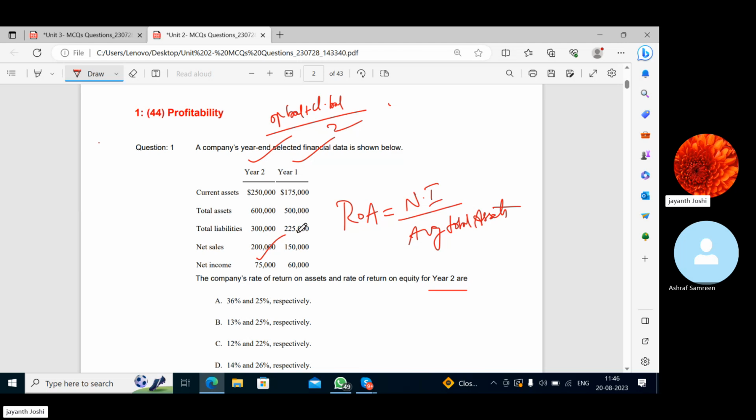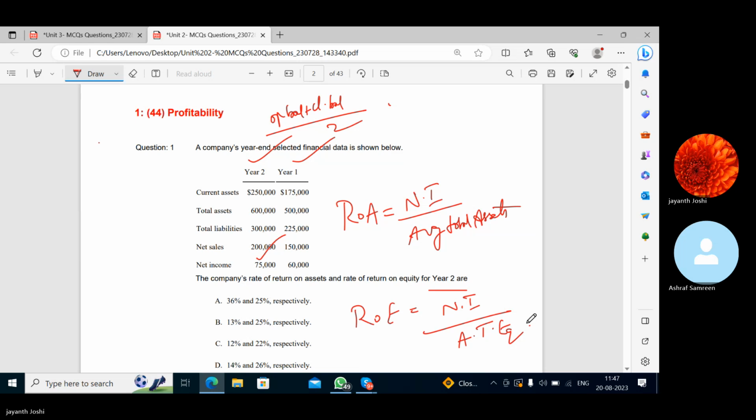And I'm putting the formula of return on equity also here. So you can start doing these two questions. First, you can start this return on equity. So the formula for return on equity is nothing but net income by average total equity. Okay. Start doing this, please.